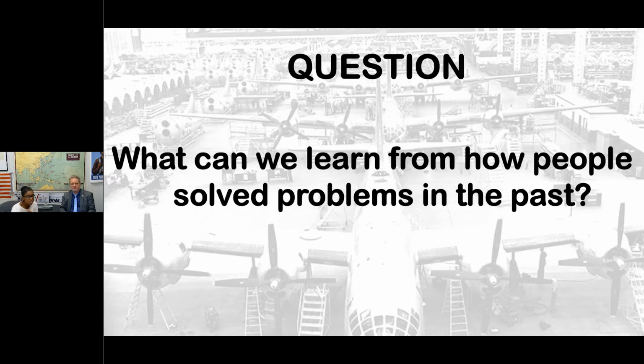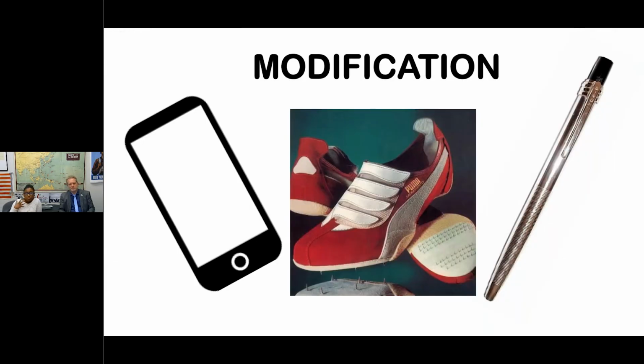The next slide I want to show you, these are actually some objects that may be familiar to you because we know that we can learn so many things from how people solve problems in the past. But when we're talking about World War II, we can also see how people use scientific inquiry to make modifications to objects in order to make them useful for the war effort. And Rob, what does that word modification actually mean?